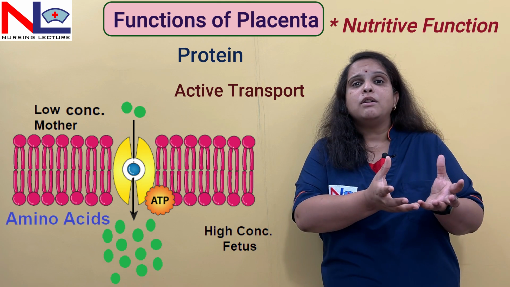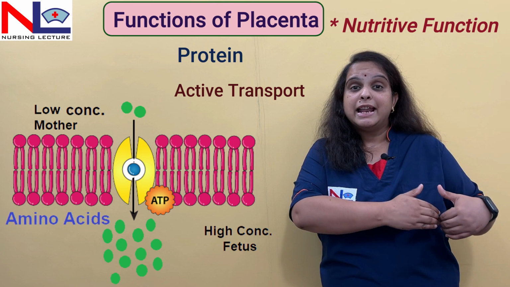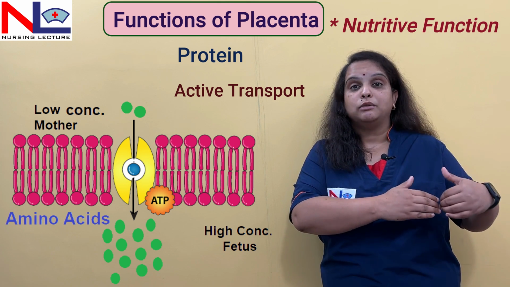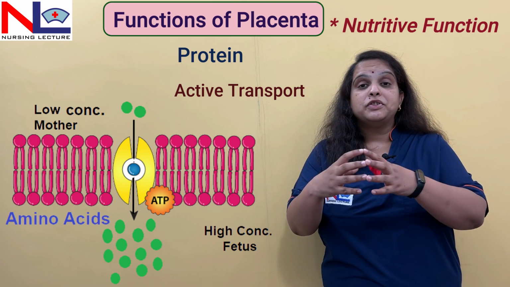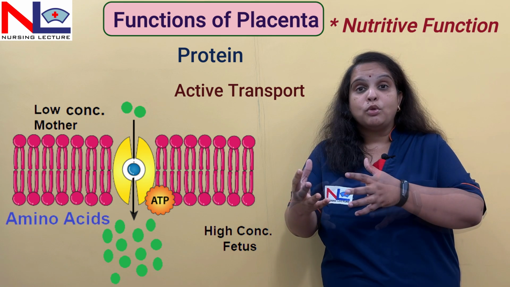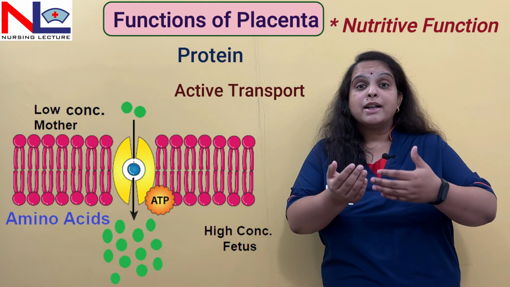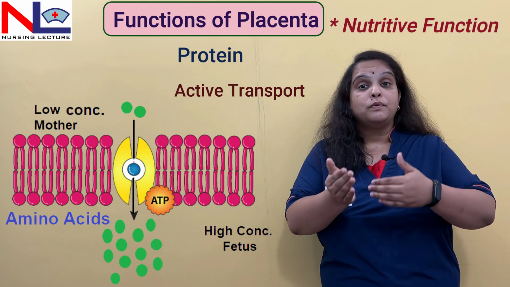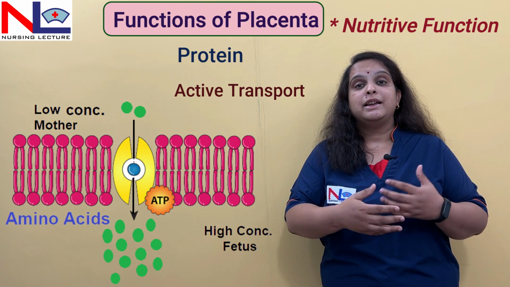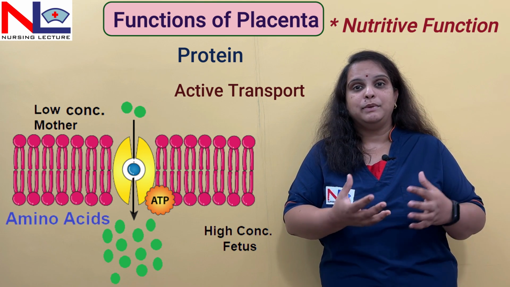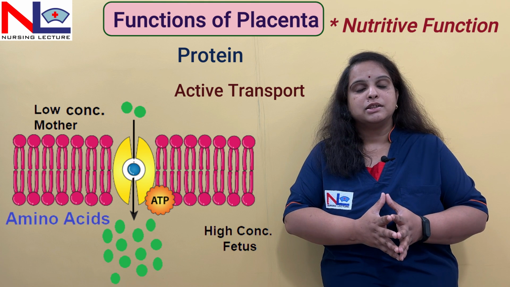The overall concentration of amino acids is lower in the maternal circulation compared to the fetus, because the amino acids in maternal blood are used to form protein. So the concentration is higher toward the fetus, but still the amino acids are transported from mother to fetus, where the concentration is lower. This requires energy in the form of ATP, so this transport is active transport.